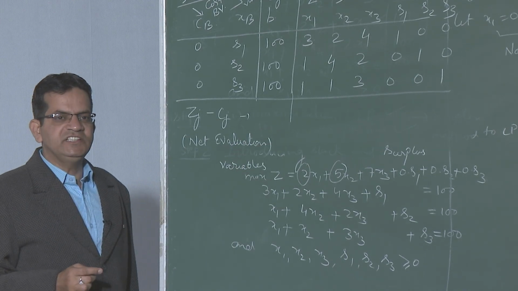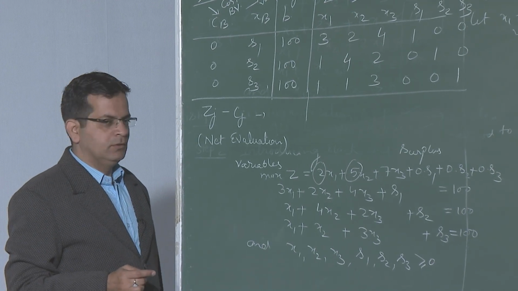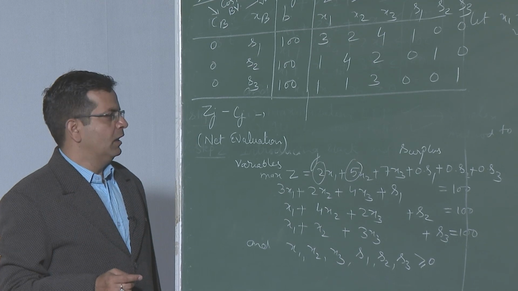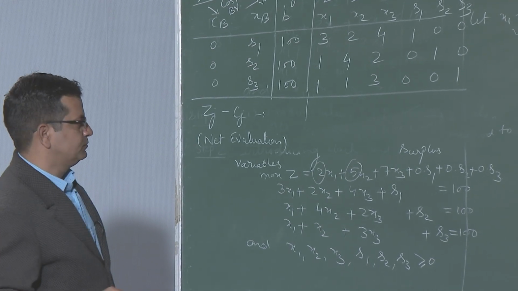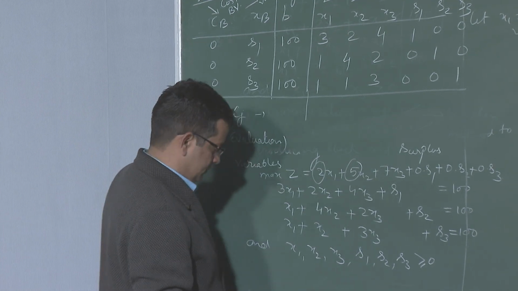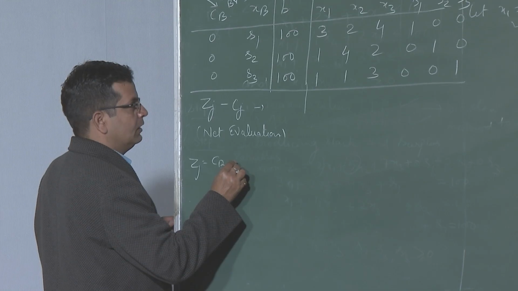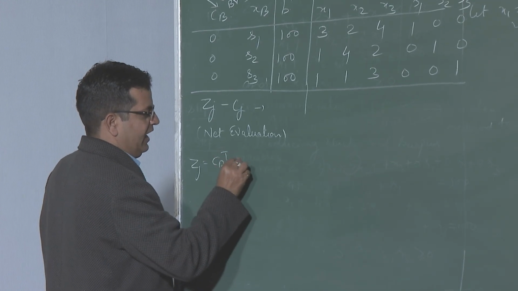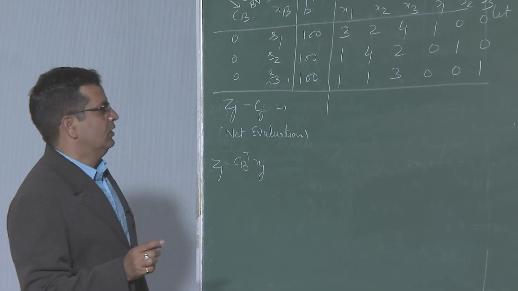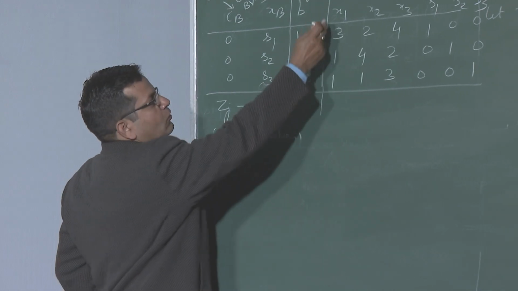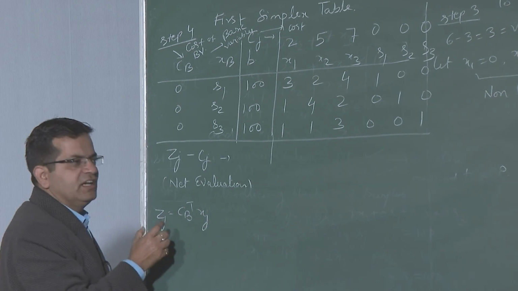Some authors use Cj minus Zj. In that case they take the most negative value, but we prefer to use Zj minus Cj. So, Zj is Cb times Xj, basically the value of the objective function with the variables, and Cj is the cost, which we subtract. Corresponding to each and every column we calculate Zj minus Cj.